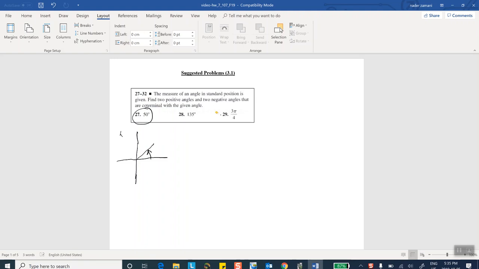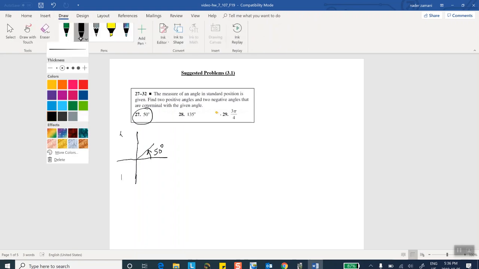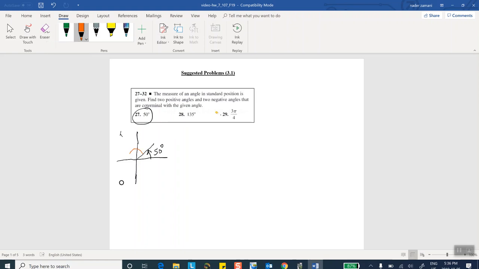This is 50 degrees. Because it's positive, it's going counterclockwise like this. Now we want two positive and two negative angles which are coterminal with this. Let me use a different color here. So for the first one, I can go like that. So 360 degrees plus 50 degrees is 410. This angle is coterminal with 50 degrees.